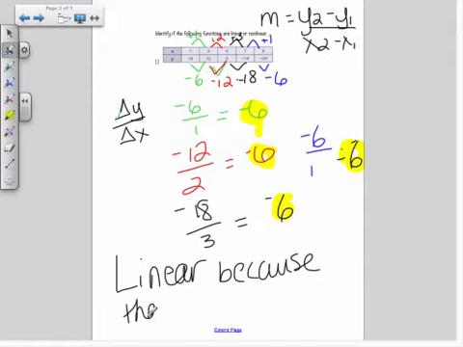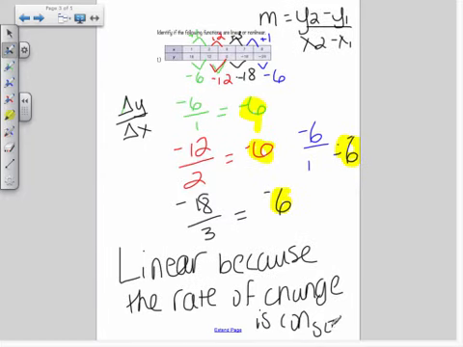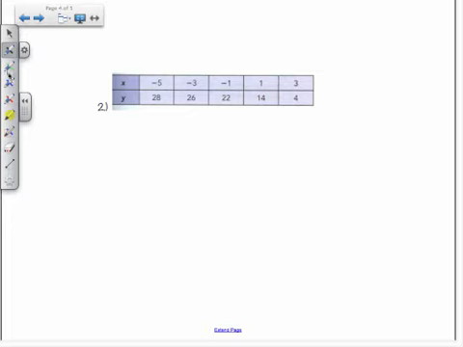So linear because the rate of change is constant. Hopefully that makes sense to you. We'll do another one just to make sure you're okay with this stuff. Okay, so again, the rate of change is constant. All right, so let's do the same thing.